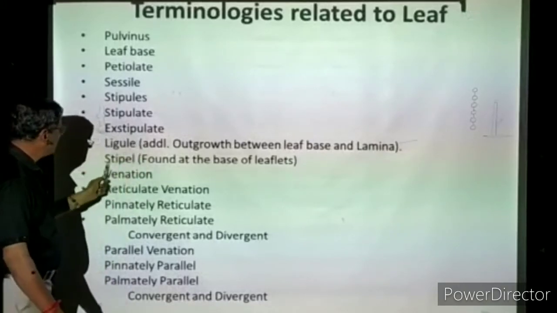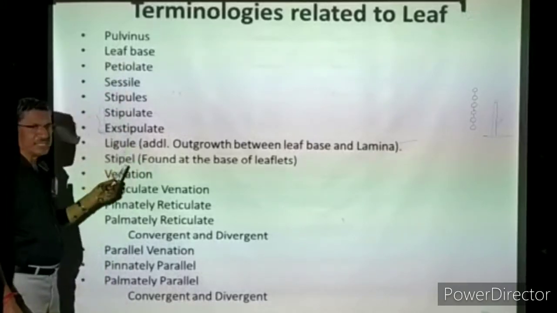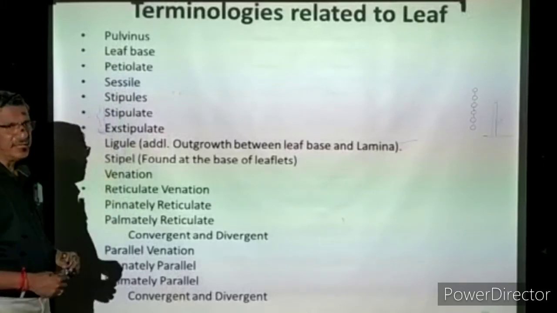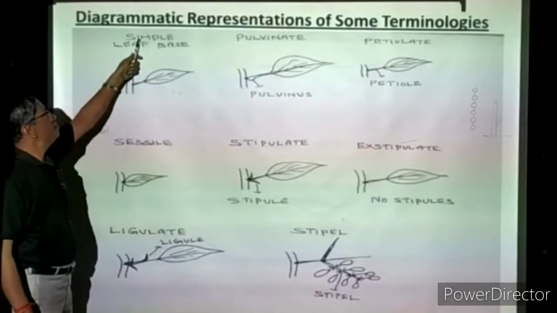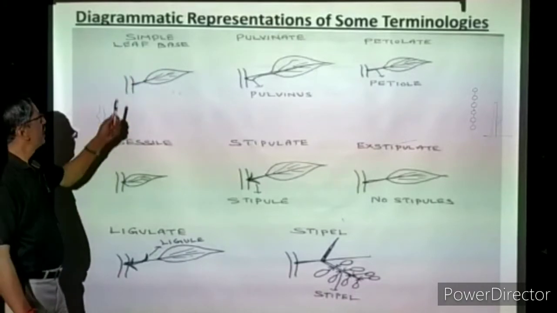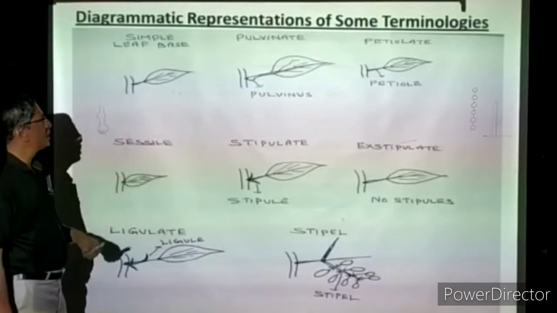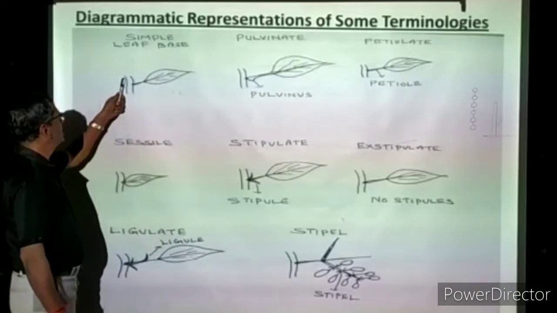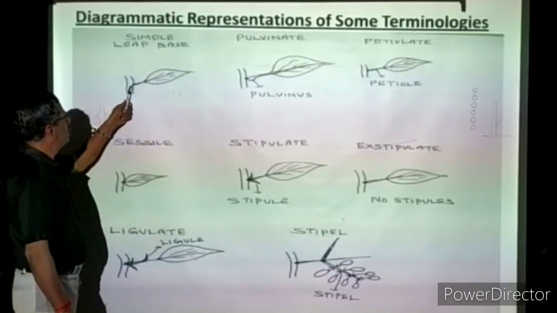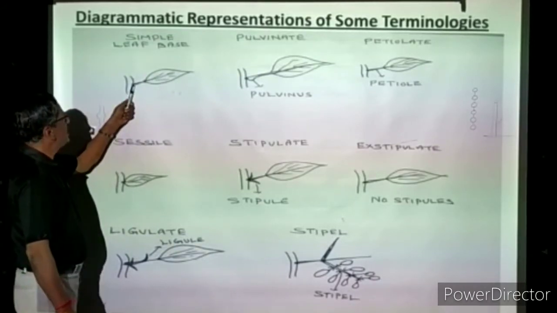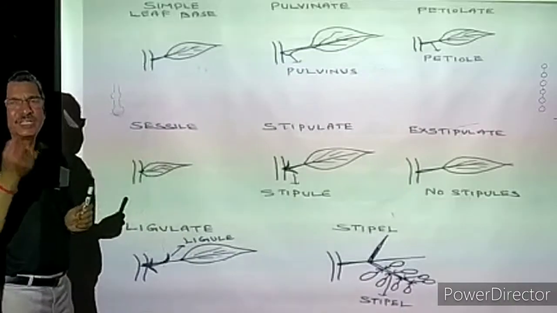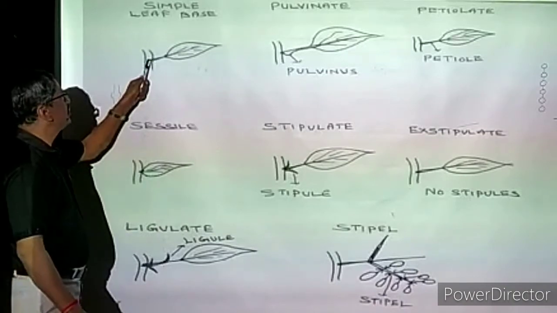Okay, up to the stipple, what are the terminologies that we are going to study next. Now we will talk about a simple leaf base. Already in the first introduction of the leaf I told you, this is the stem. Here the node is present. From the node the leaf is arising. Now this is the leaf base, very simple, very thin, very cylindrical, and it is attached with the node.